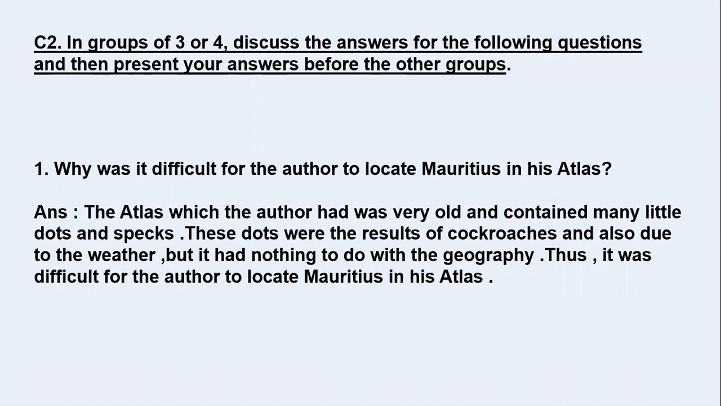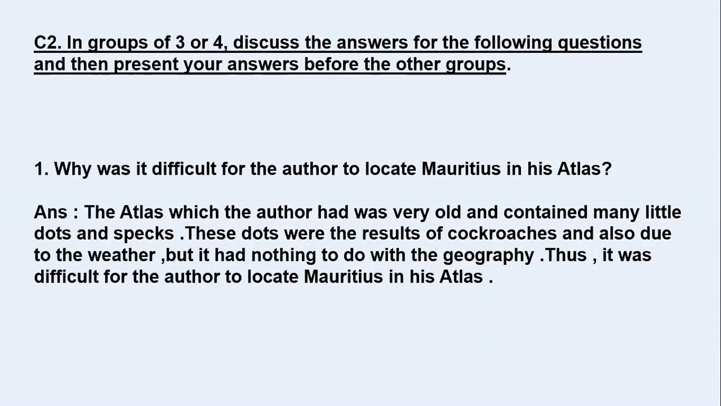And also due to the weather, because if you keep some books for too long, the changing of the weather also affects the pages: they turn yellow, they tear off, sometimes they become very delicate. So that was the condition of his atlas, but it had nothing to do with the geography. The location was where it was, it never moved. So these specks and dots did not have anything to do with geography.